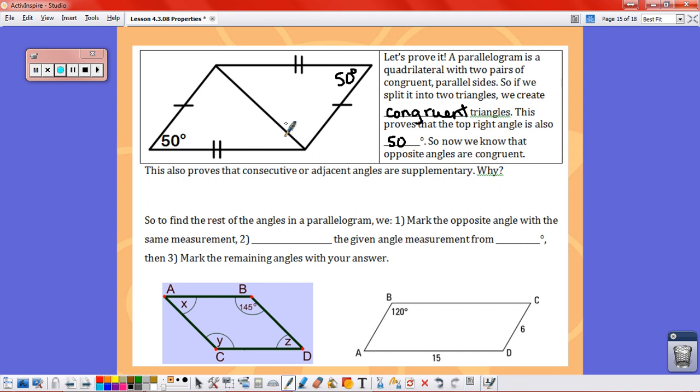We can also figure out what the measure of those angles are, because 50 plus 50 is 100, and 360 for the whole shape minus 100 that we know is 260 left over. But it has to be split evenly between these 2 angles because they're the same. So half of 260 is 130, so each of these is 130 degrees. This also proves that consecutive or adjacent angles are supplementary, because 130 plus 50 equals 180. They're always going to be supplementary like that.